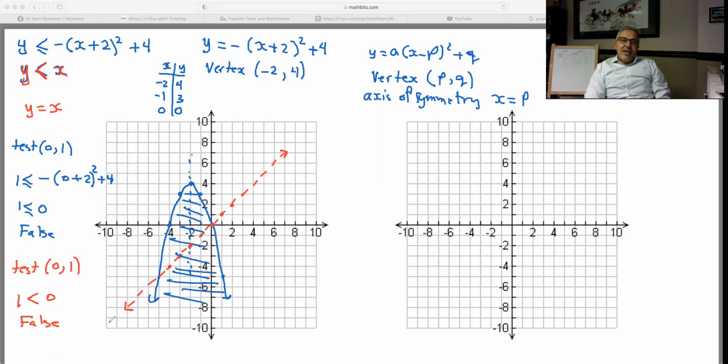0 and 1 is above the line. Therefore, I cannot shade where 0 and 1 is. I have to shade under the line. So what I'm saying is, since 0 and 1 is above the line, and when I tested it, it's not true. If it's true, I'll shade where that point is. But since it's false, I shade on the other side, which is not above, but below the line. And below the line would be all this area right here.